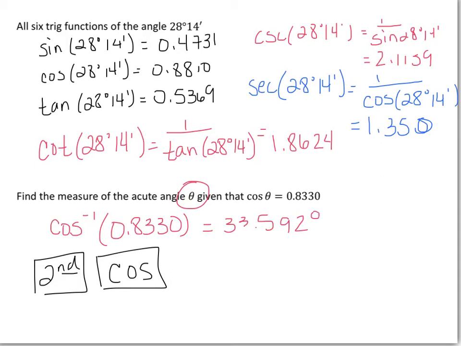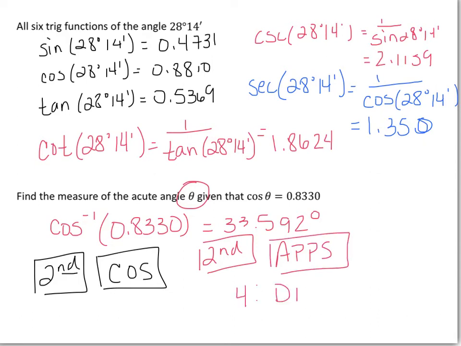It's okay with me if you leave this as a decimal. If you prefer to convert this to degrees, minutes, seconds, then you'll hit second, apps, and you'll go to option 4, which is DMS, which stands for degrees, minutes, seconds. If you do that, you'll get 33 degrees, 35 minutes, 30.641 seconds.